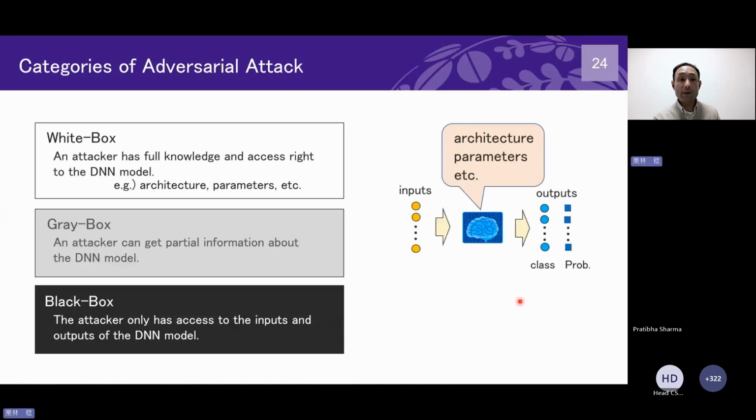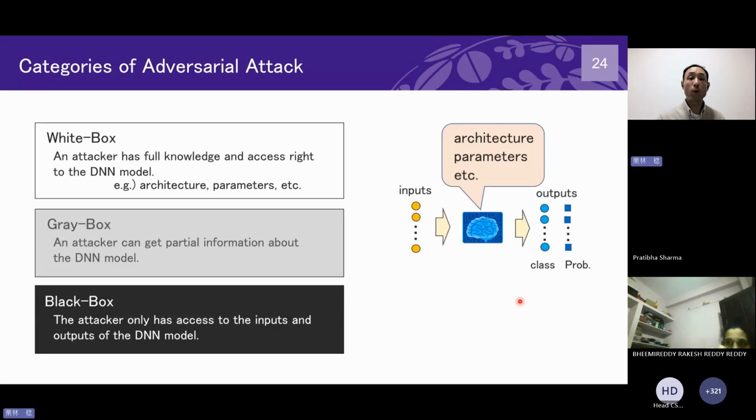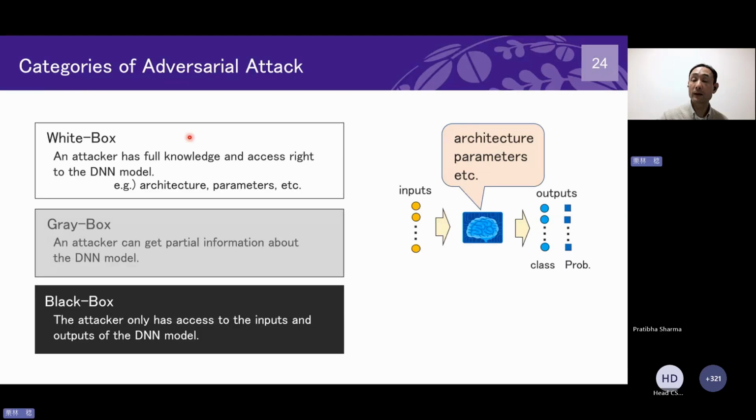And the other categories of adversary attacks are white box, gray box, and black box. This is a little bit different categorization. In the white box attack, the attacker has full knowledge and access rights to the model. So if the model parameters are known for creating the adversary perturbations, such an attack is called white box. And in the black box, the attacker has only access to the input and output of the DNN model. And gray box is the middle of the white box and the black box.